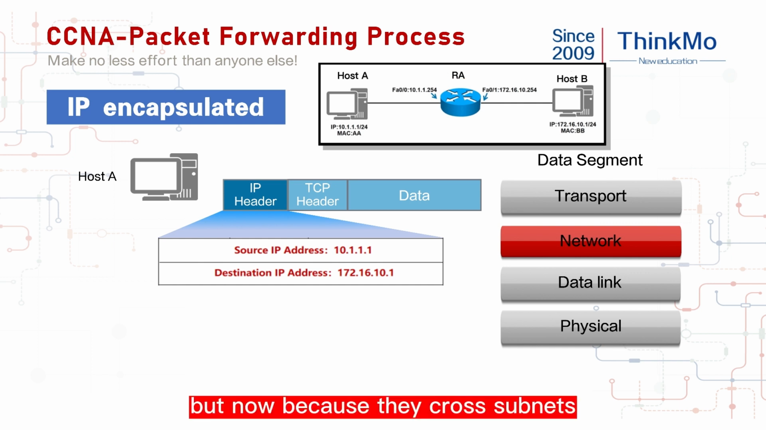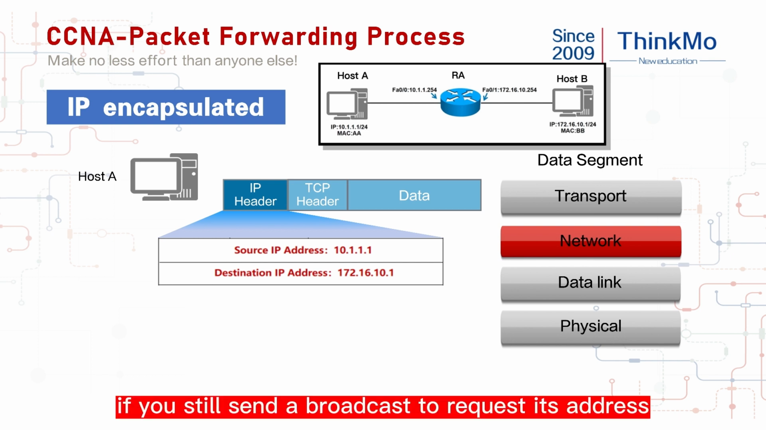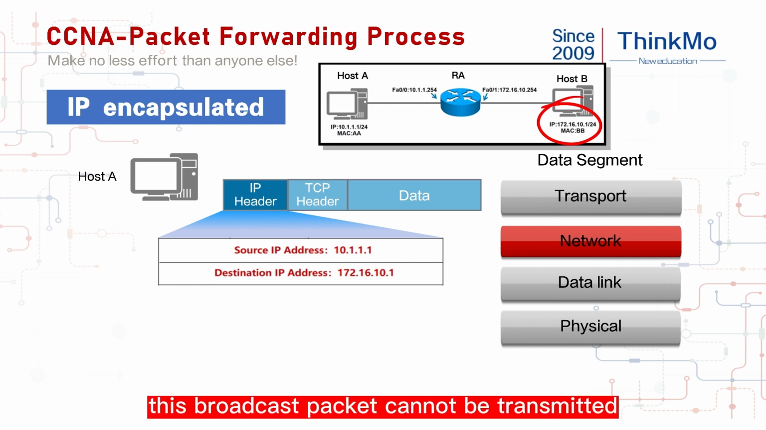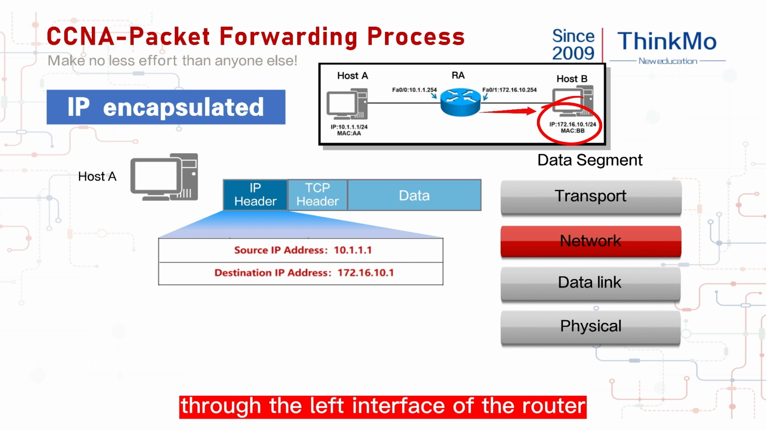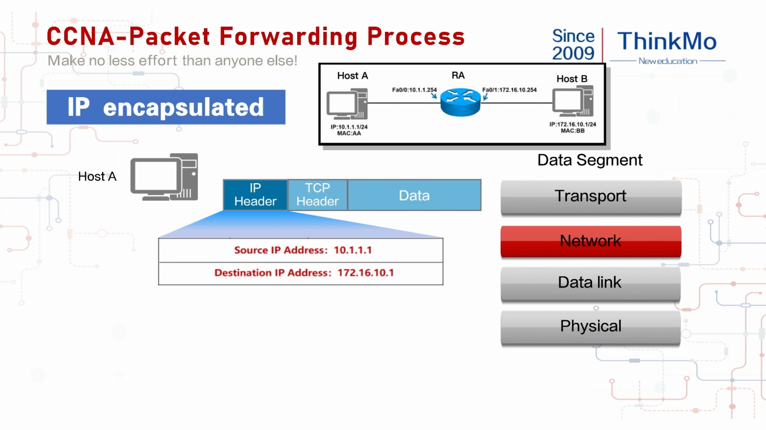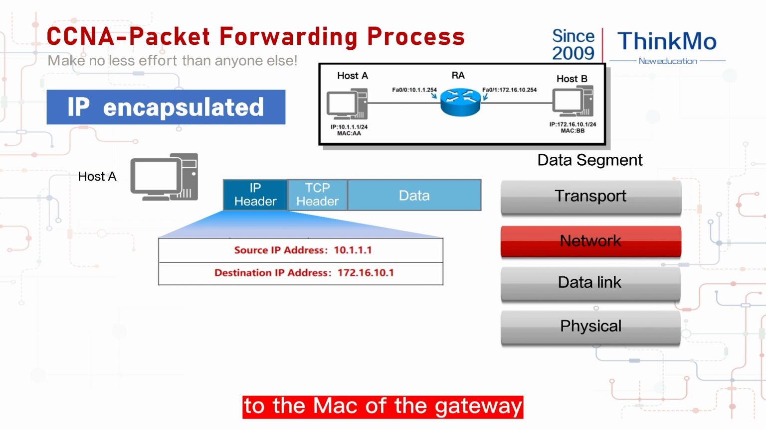But now because they cross subnets, ARP is a broadcast packet. If you still send a broadcast to request its address, this broadcast packet cannot be transmitted from the right interface through the left interface of the router. So now when host A requests the MAC address again, the MAC that is actually requested is the gateway's. Now, it is time to send an ARP broadcast request to the MAC of the gateway.